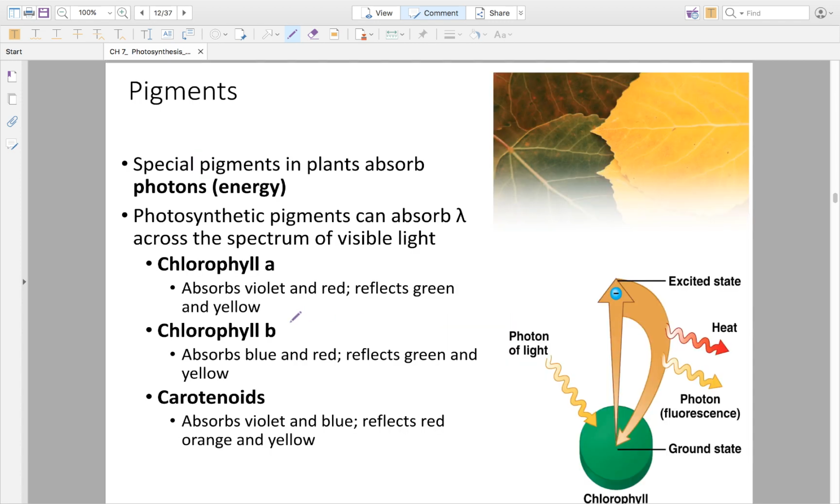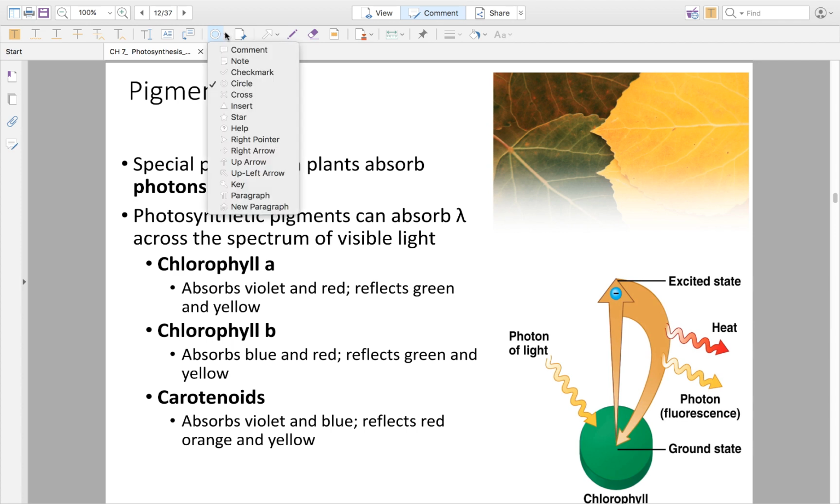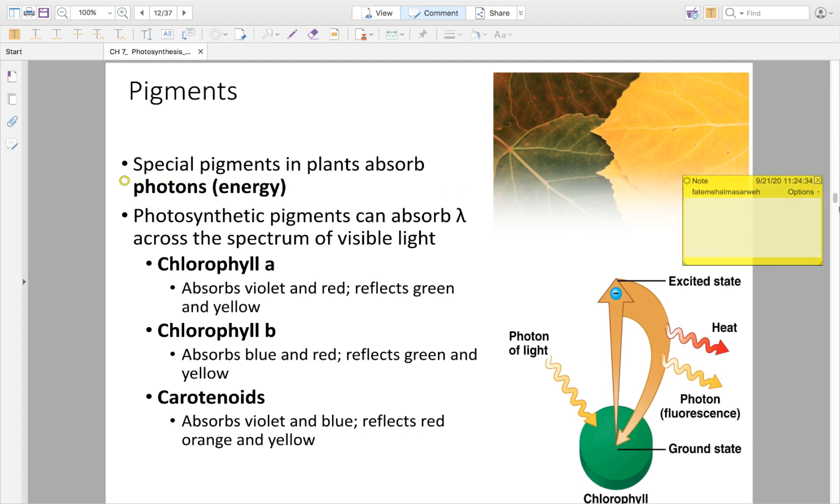Okay, now why does this matter? Because that energy in visible light is harnessed by very specialized plants, plant absorbing photons. Okay, now this is a new word for everybody. I want you to learn this and understand.